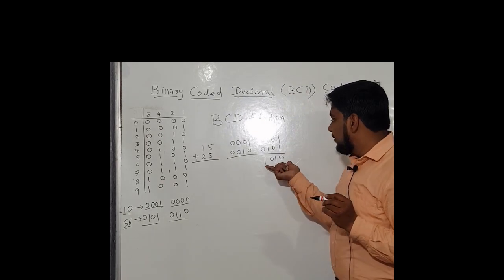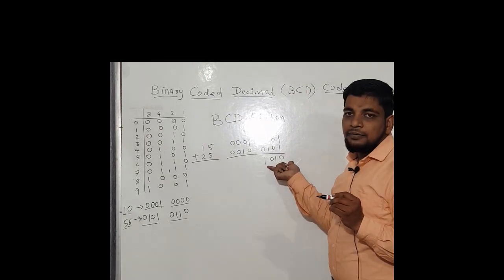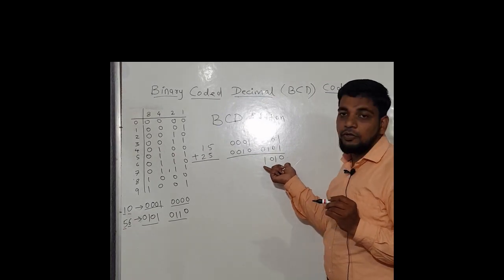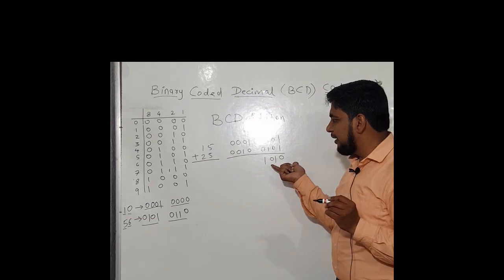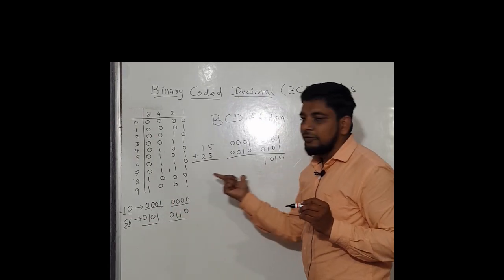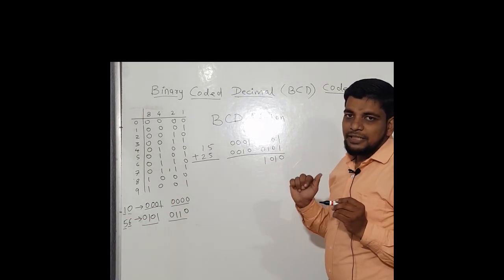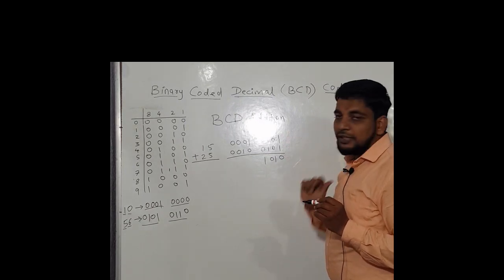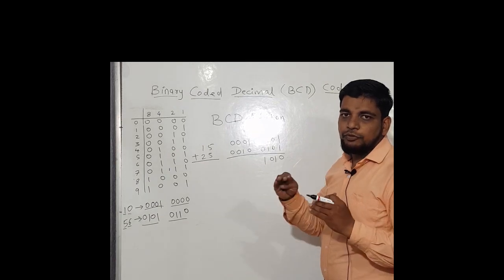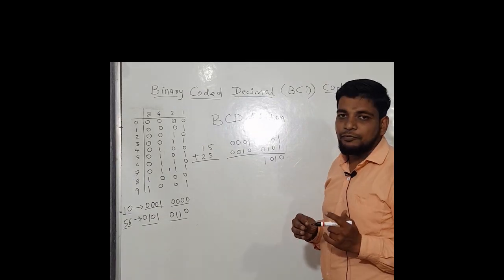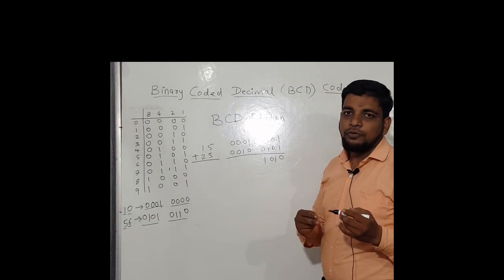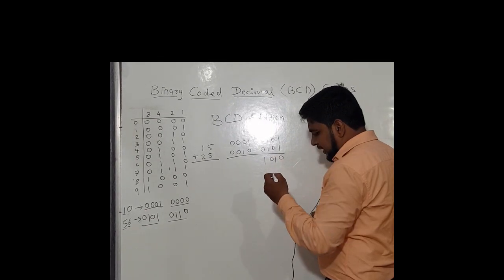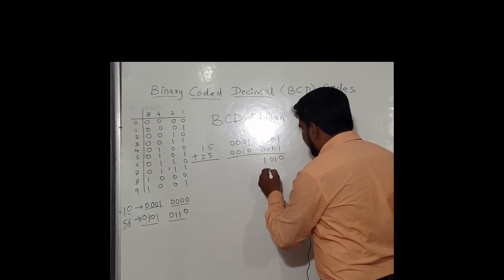But we know that 1010 is the decimal equivalent of 10, which is not a valid BCD, because BCD is valid only up to 9. If 10 is there, then there must be a separate representation. In the binary addition, when the addition of two numbers is more than 9, then we have to add 6 to that number. We will see why only 6 is added. So when the BCD is invalid, we need to add 6 here.